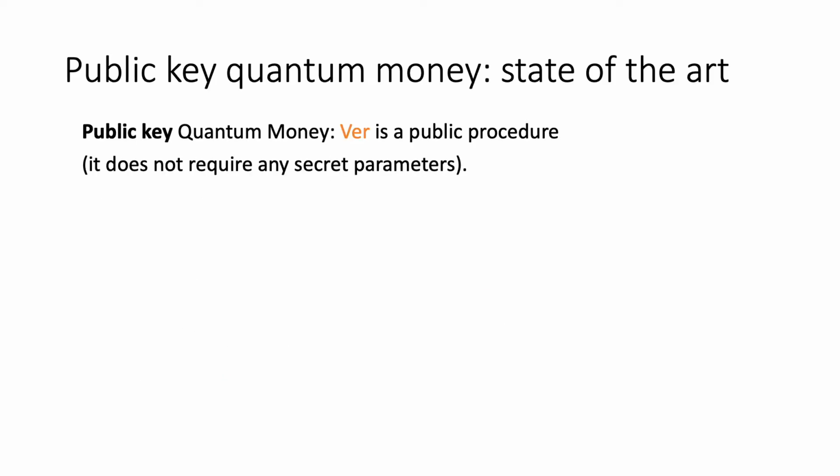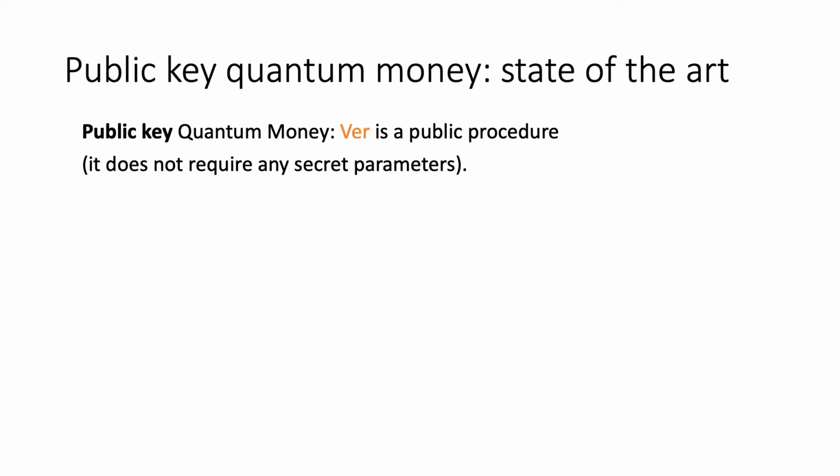Now, in this talk, we'll be interested in quantum money schemes that are public key. A quantum money scheme is said to be public key if the verification procedure Ver is public, meaning that it does not require any secret parameters coming from the generation procedure, say. So anyone can verify a banknote.